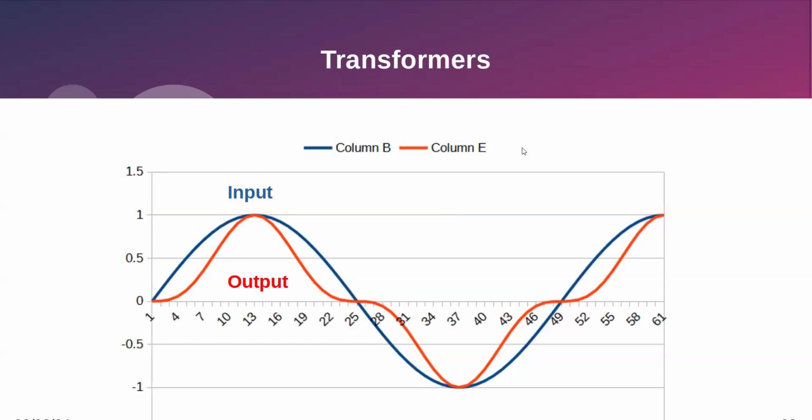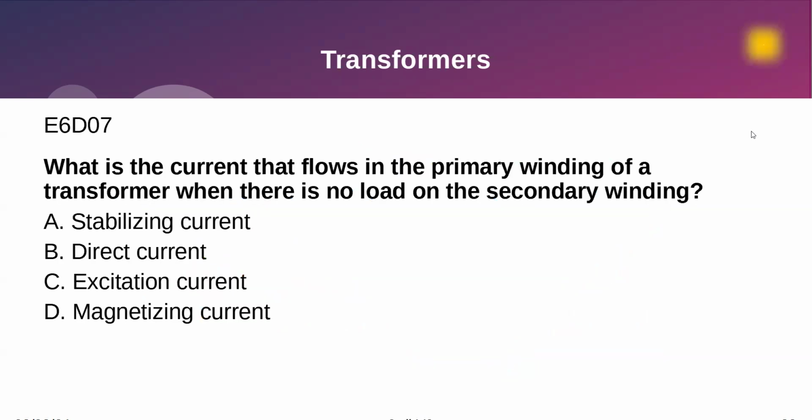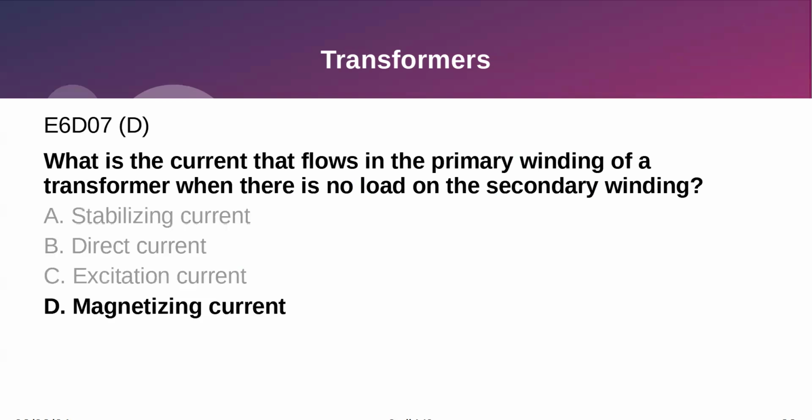This is another picture of what the input and output currents look like due to the magnetization. So you have a little bit of non-linearity there. So what is the current that flows in the primary winding of the transformer? No load. That's very right. So there's no load, so it's not delivering any power, but it's still consuming.